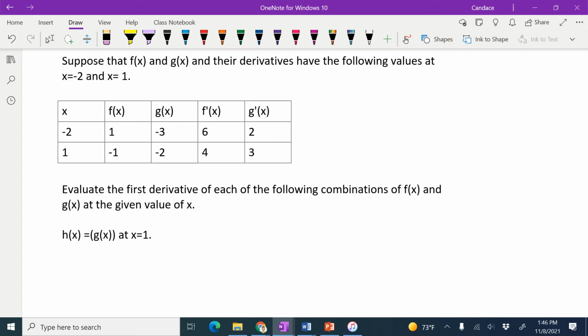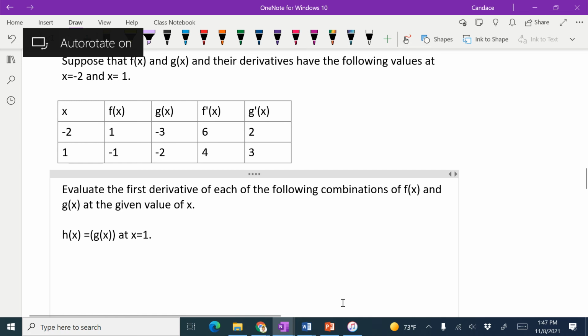In this video, suppose that f of x and g of x and their derivatives have the following values at x equals -2 and x equals -1, shown in this table. Evaluate the first derivative of each of the following combinations of f of x and g of x at the given value of x.